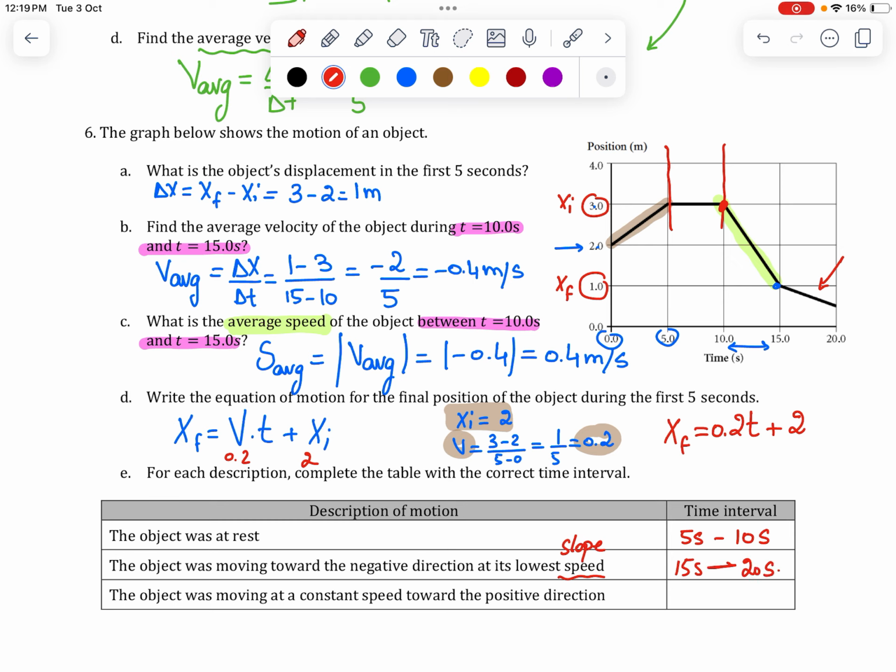The object was moving at a constant speed toward the positive direction. This means a positive slope, which is the first time interval, from 0 seconds to 5 seconds.